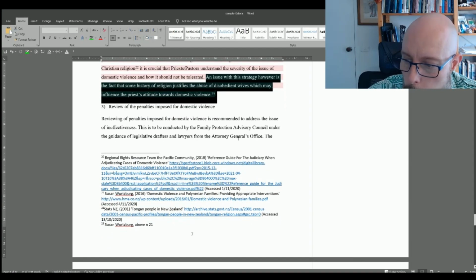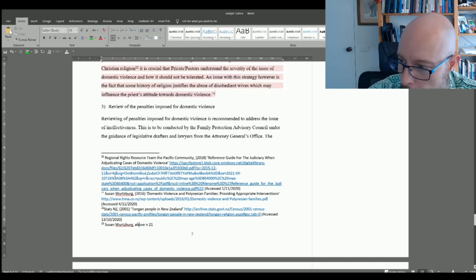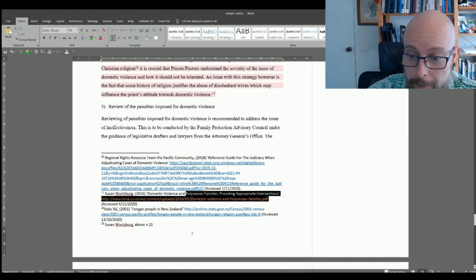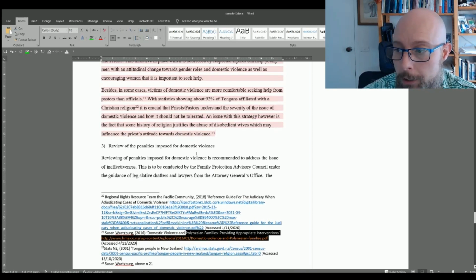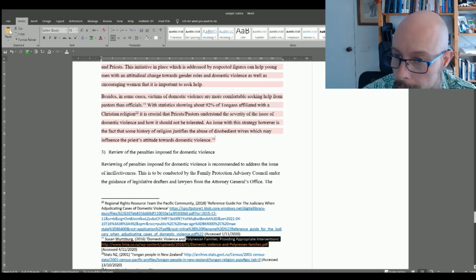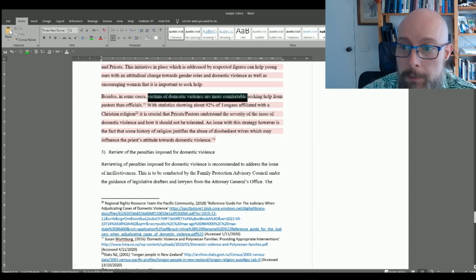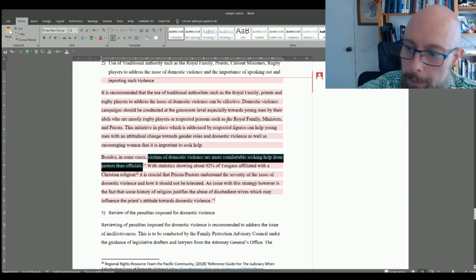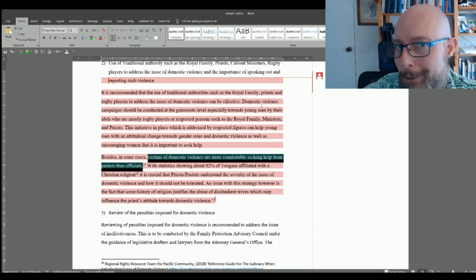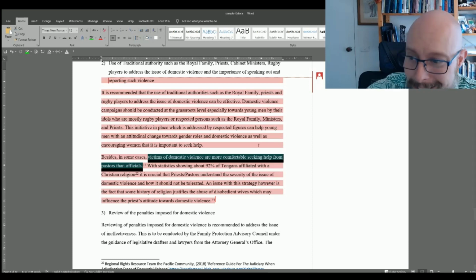Something worth looking at. The student has gone for domestic violence in Polynesian families. There's an article from New Zealand. Again, pretty extensive depth of research, showing me that this student has noted that victims of violence are more comfortable seeking help from pastors than officials. So this is actually making the argument for me, right? This could be restructured to flow better, to make the point the student's trying to make better.